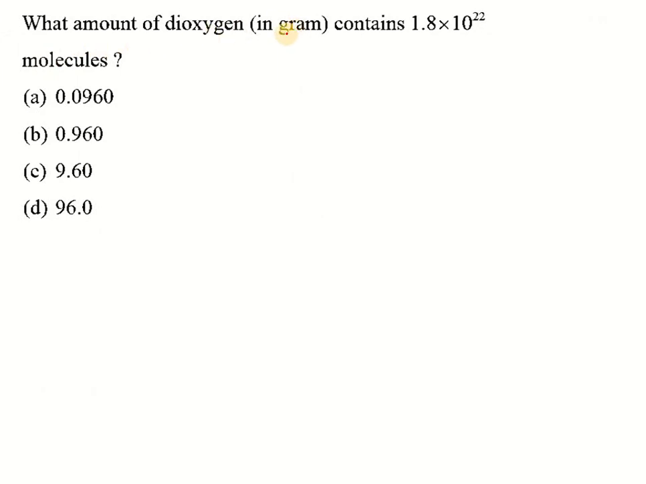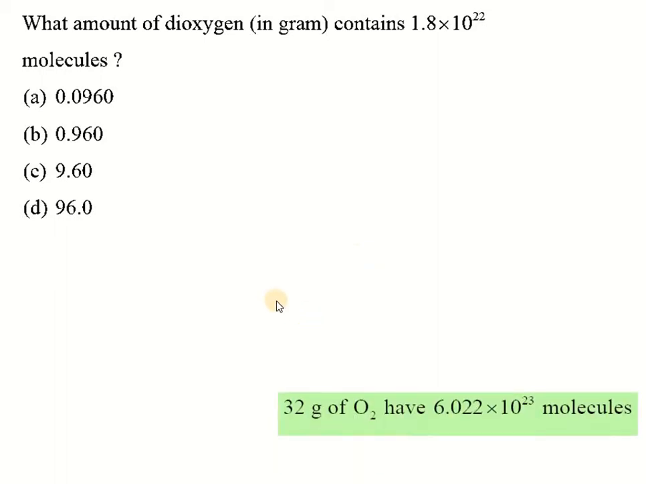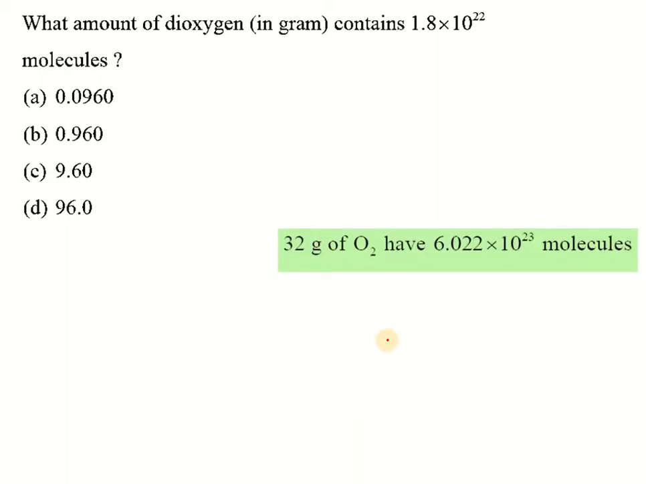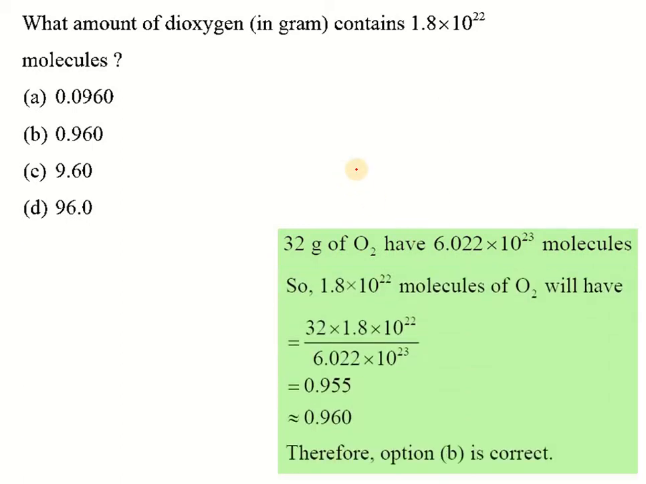What amount of dioxygen in grams contains 1.8 × 10^22 molecules? So we have to find the mass. But we know that 32 grams of oxygen is 6.022 × 10^23 molecules, and the given molecules converted into moles and multiplied with 32 gives 0.960 grams, which means option B is the right answer.